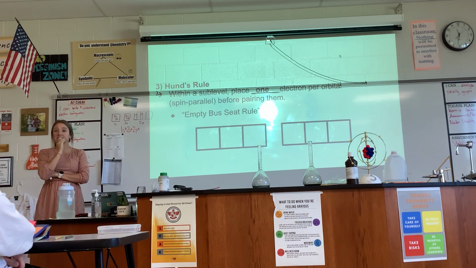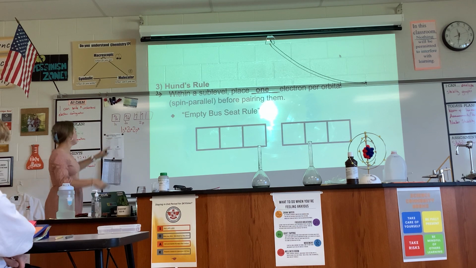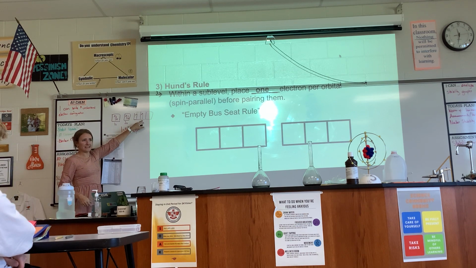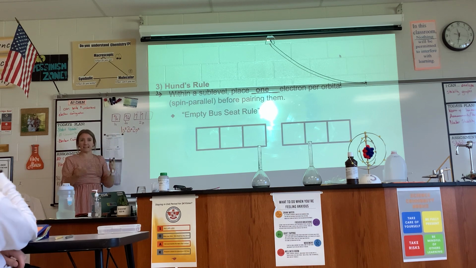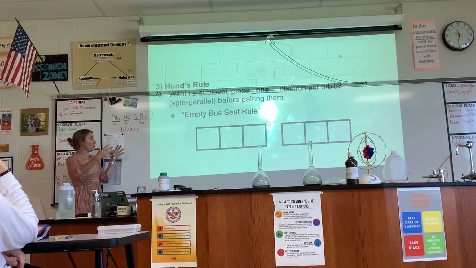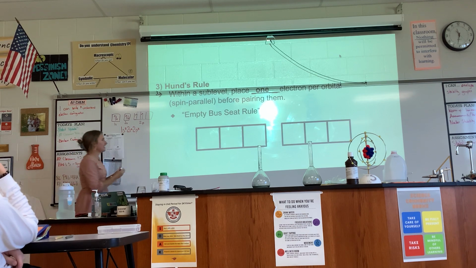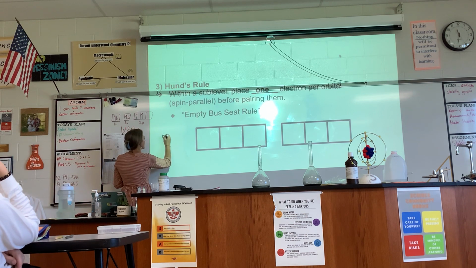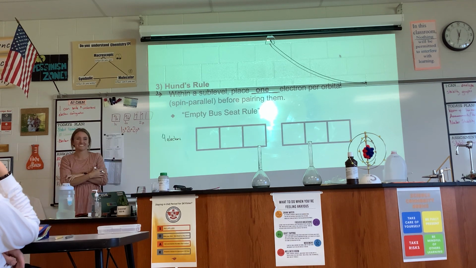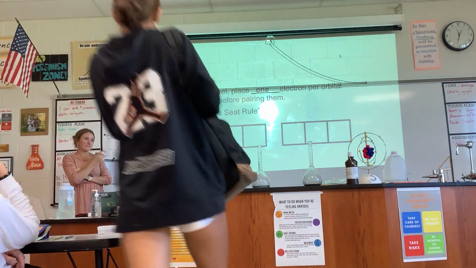Okay, the last rule is Hund's rule. This one will go with what Christina brought up of why did we do this? What he discovered is that when you have electrons and the subshell is not completely filled, let's say for example we had 4 electrons. Now, this one could hold up to 6, but there's only 4.